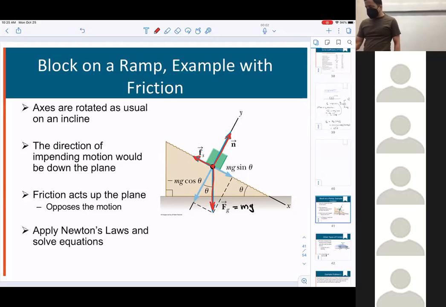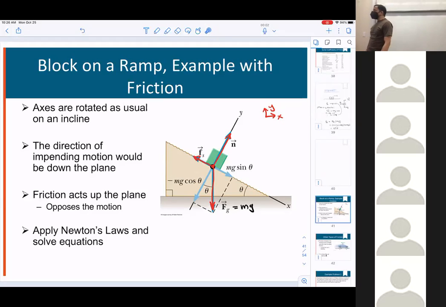So you could do your usual thing where you say that this is your x direction and this is your y direction. Then you can see that your weight is in the negative y direction. But then the problem is that the force of static friction and the normal force, neither of them are aligned with either x or y, but they're at some weird angle. So we now have to find a way to deal with it.